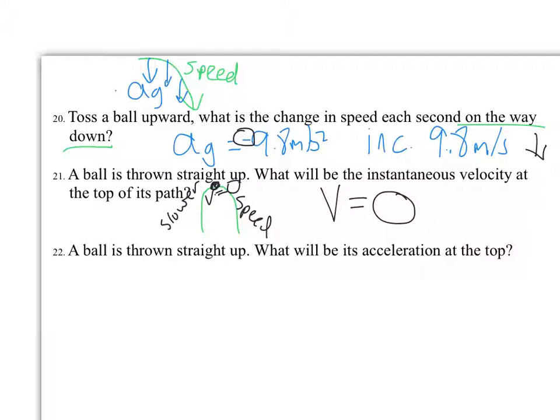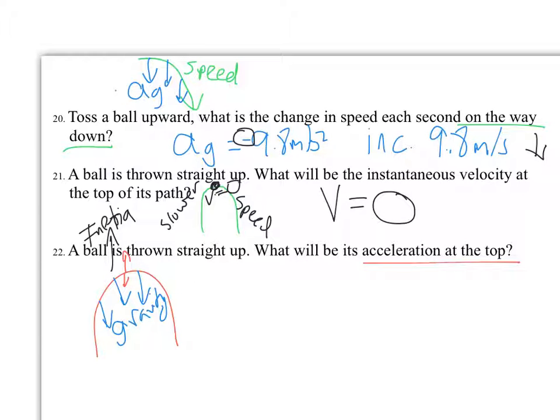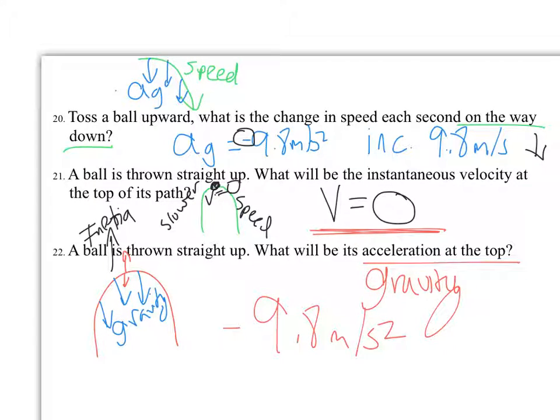The ball is thrown straight up. What is its acceleration at the top? So even though it's not moving up and it's not moving down, gravity is still pulling on it. It's still keeping it from going. So we've got the kind of inertial force that's pushing up. We've got that gravitational force that's pulling down. And so we cancel those out at the very top, and that's what gives us that velocity of 0. But our acceleration is gravity. Gravity is always a constant value, negative 9.8 meters per second squared.